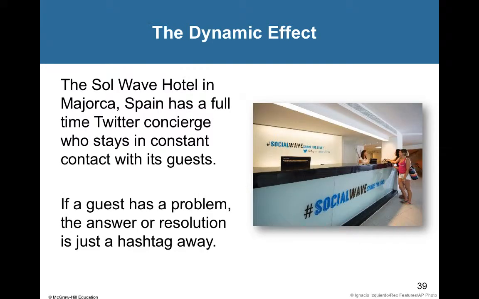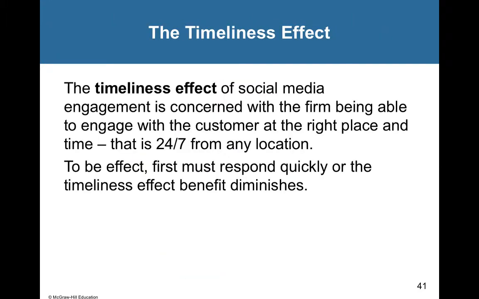So think about the Sol Wave Hotel in Mallorca, Spain. They have a full-time Twitter concierge who just constantly stays in contact with the guest. If the guest has a problem, that person is online, ready to answer it, provide a resolution to your problem. It's just a hashtag away, right? So that back and forth communication is important.